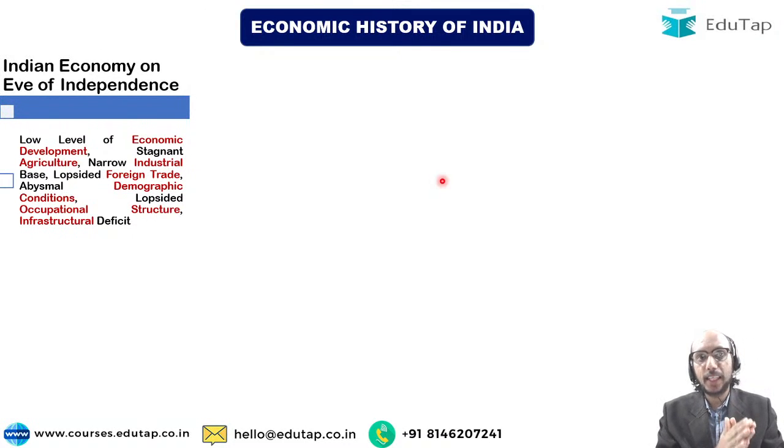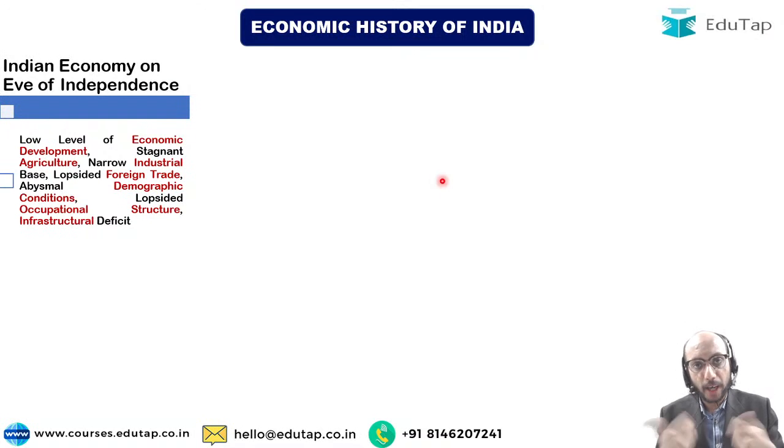So we were basically having a low level of economic development on the eve of independence. We had a very stagnant agricultural base. What do I mean by having a stagnant agricultural base? India's agricultural production had not increased much, right? 50 years prior to independence, hardly was there any increment in India's agricultural production. Even if there was any incremental production in the agricultural sector, that was offset by the increase in population.